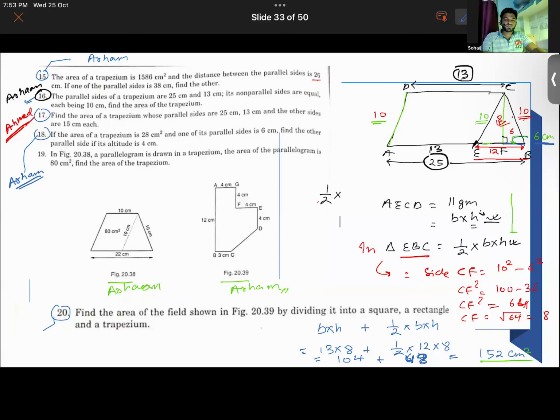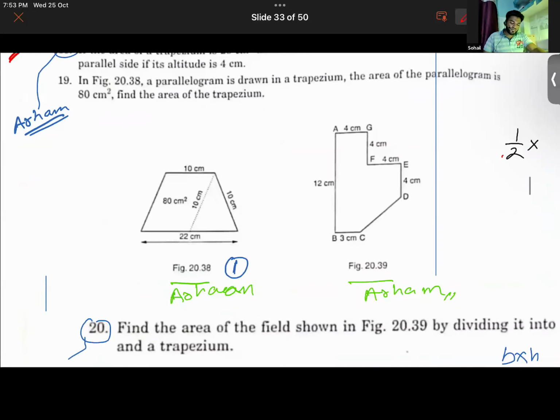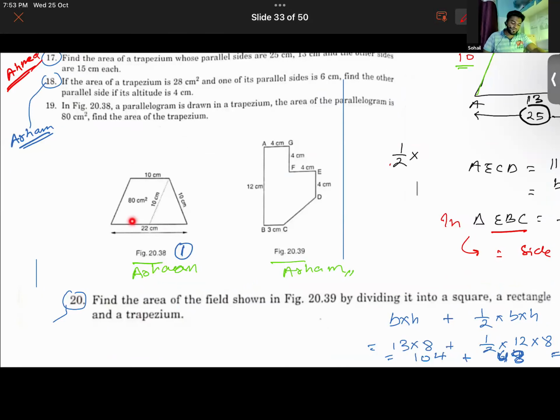Question number 19 is also, in fact, of the same nature. Okay, in fact, the one which we did right now. So there's nothing new in the first part of question number 19. This will also be solved using the same method. It's just that area of the parallelogram is already given. So you just need to find the area of this triangle. Okay, Arhan. No need to do it on your copy. Just explain to me how you are going to do this one.